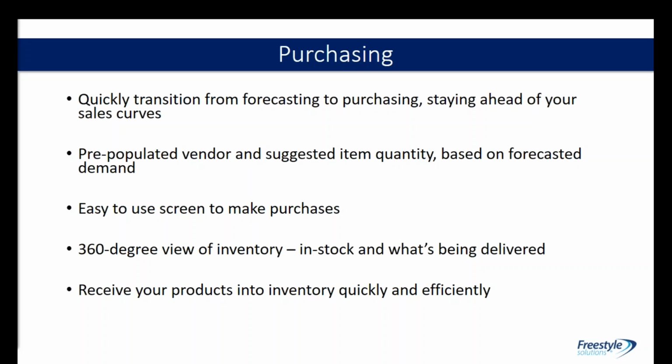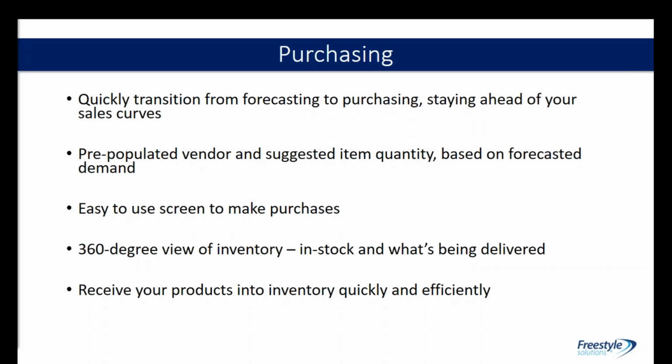You have the ability to see your pre-populated vendor and suggested item quantity based on forecasted demand. That also takes into consideration anything that is available, as well as your low levels, if you have them set in the system with Multichannel Order Manager, and it also takes a look at back orders. So it gives you all that level of detail to make sure you're making the accurate purchase of the inventory you need replenished back in your warehouse. It's an easy-to-use screen to make purchases. Ian will show you that.